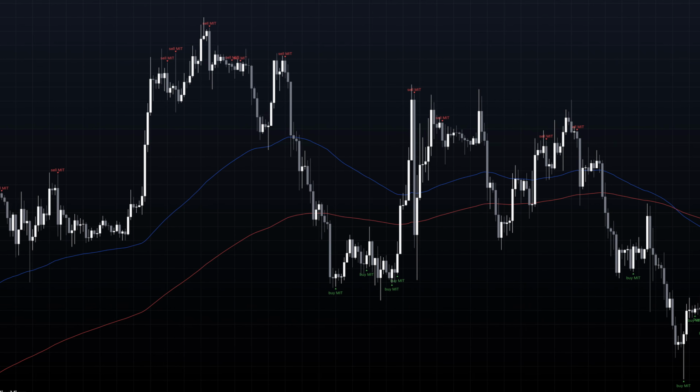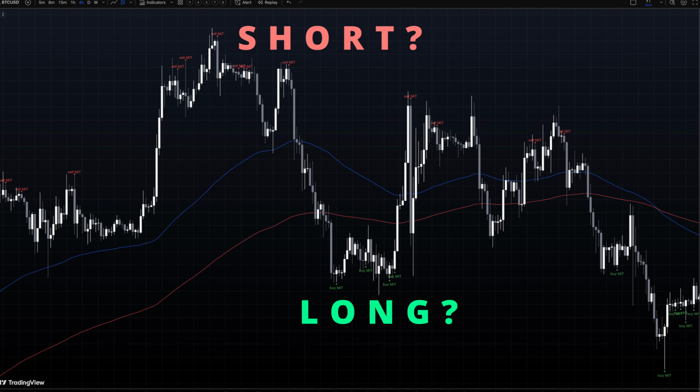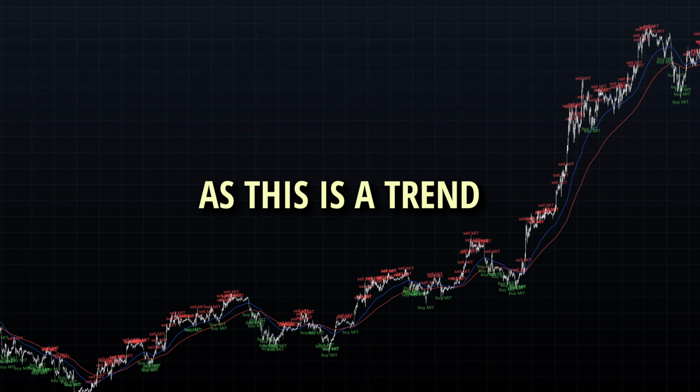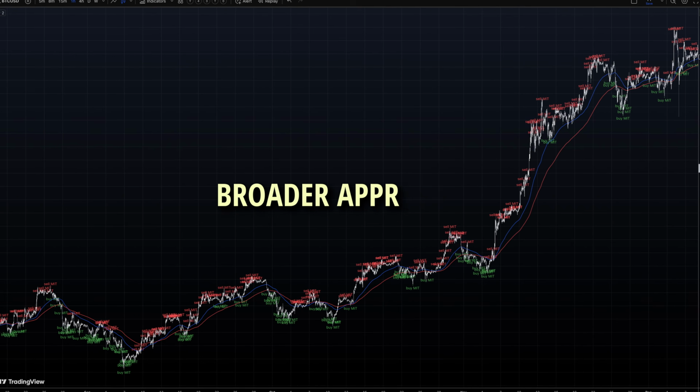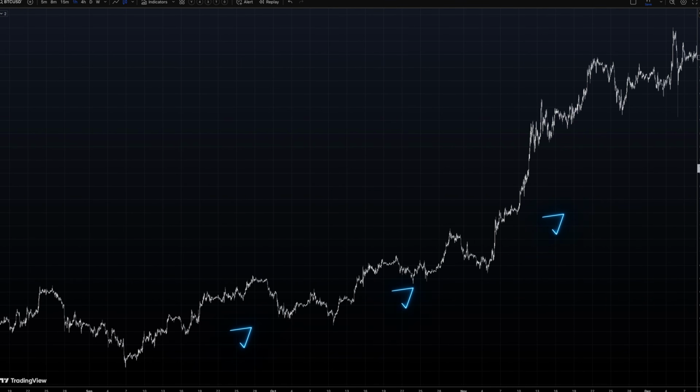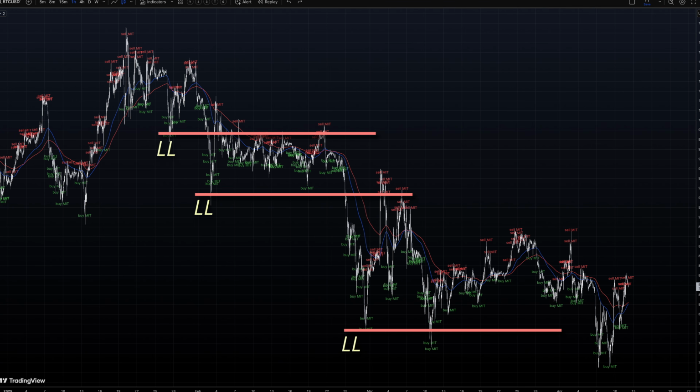It might seem obvious that you simply enter long when you see a buy signal or short when you see a sell signal, but there's more to it. As this is a trend trading strategy, the indicator itself should be viewed as just part of a broader approach. What I mean is, we have to join only established trends or ones with clear direction. We only look for entries if price keeps making higher highs for longs or lower lows for shorts.